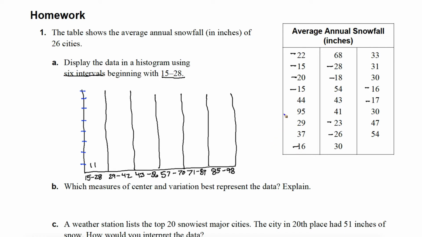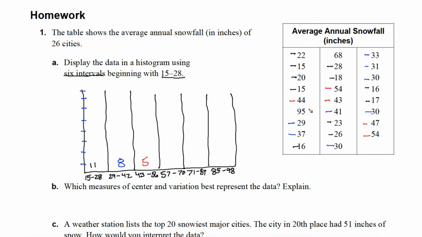Now the next one, 29 to 42. That's 1, 2, 3, 4, 5, 6, 7, 8. And it would be helpful to put these in order from smallest to biggest. Then you wouldn't have to go through this. You just go up the list. Okay, the next one is 43 to 56. There's 1, 2, 3, 4, 5.